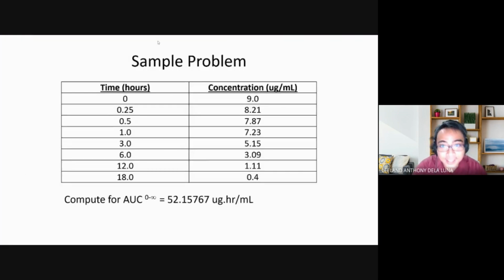So sulat tayo dito. So pointer options, again, in color red. So sabi natin class, ang formula for area is equal to C2 plus C1 over 2 times T2 minus T1. Okay? So what I'm going to do here is 9 plus 8.21, isa-say natin yan, para di tayo mali ito. 9 plus 8.21 will give you 17.21 divided by 2. Kailangan yung divide by 2 na yan. So divided by 2, you get 8.605.